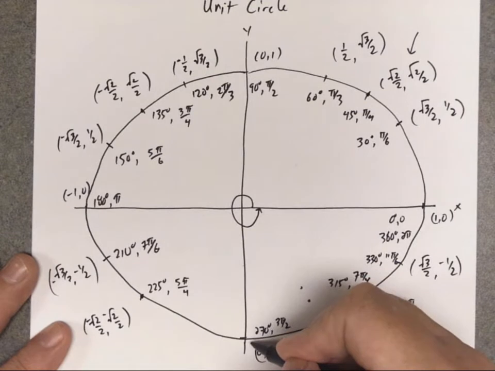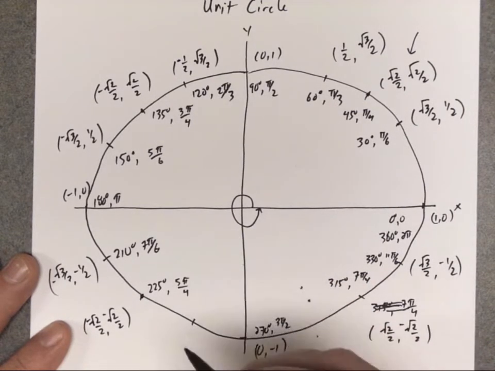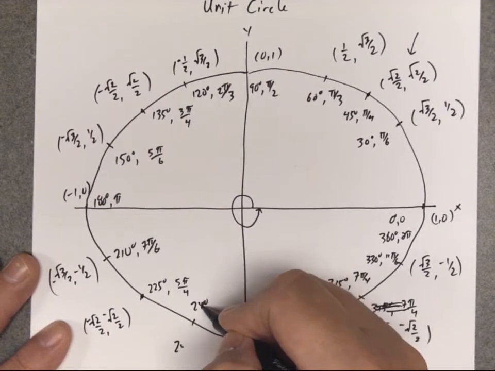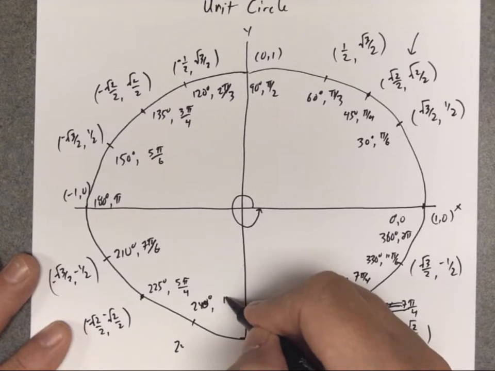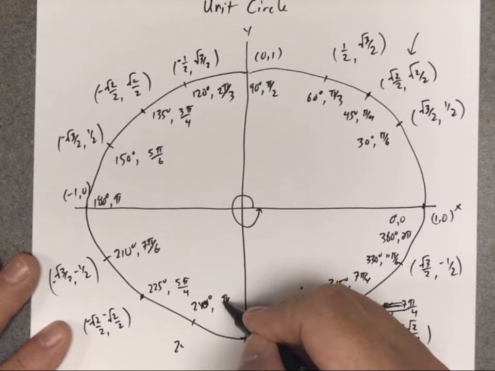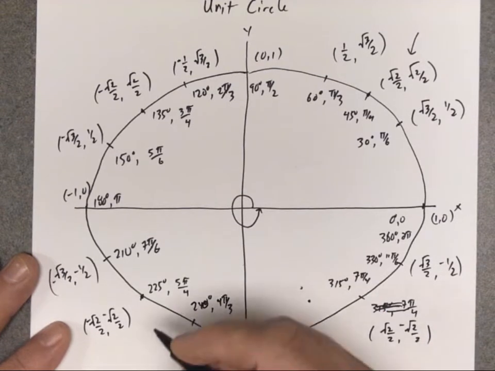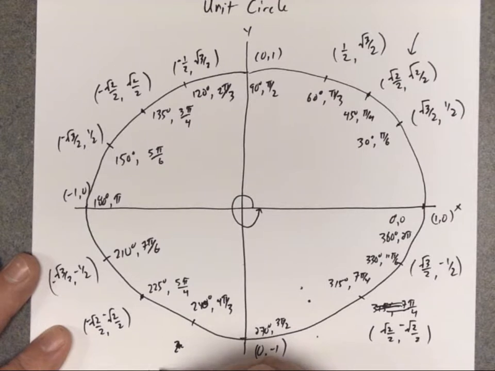If I go down here, if I move 30 degrees from the y-axis, it's like 240 degrees. What would my radians be? I know it's going to be a pi over 3. In this case, I'm going to put a 4 here, 4 pi over 3. I know the x and the y are going to be the same numbers, 1/2 square root of 3 over 2, except now they're both negative.